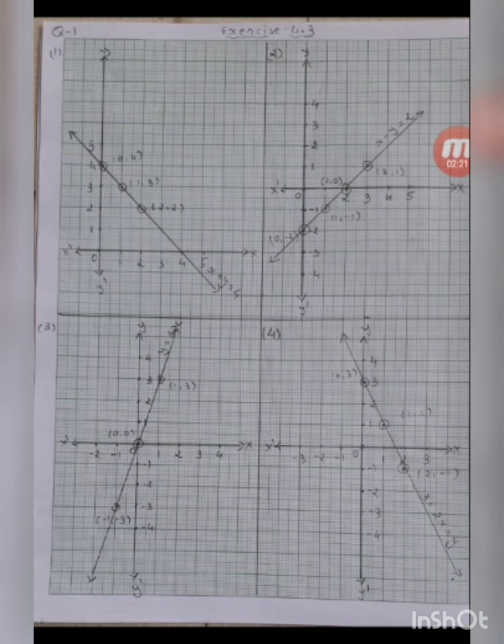Now you can see here, in the second one, a negative number is present in the y coordinate. So we draw the graph here: x dash, y dash, and write the positive numbers and negative numbers, and then plot the points, and then we draw the straight line. This straight line is x minus y is equal to 2.